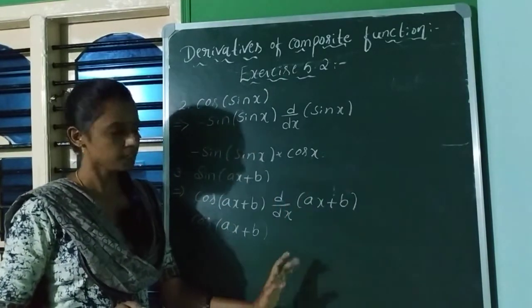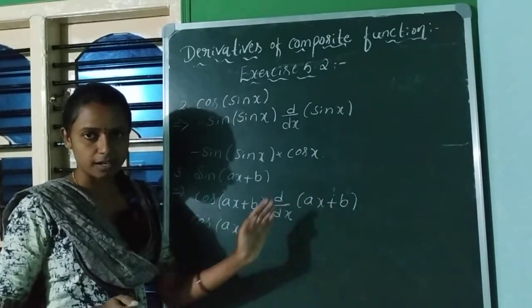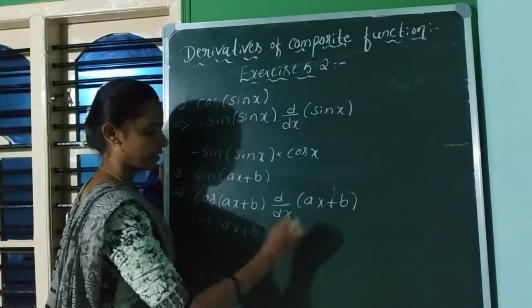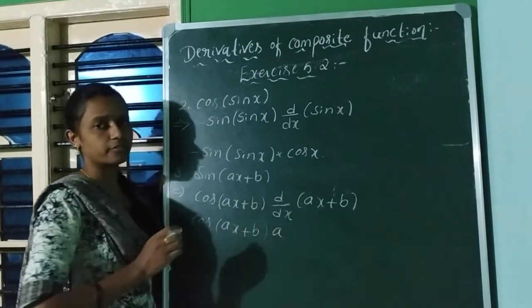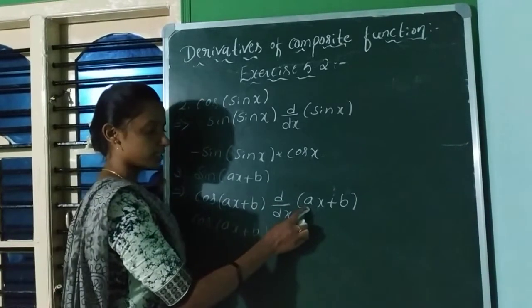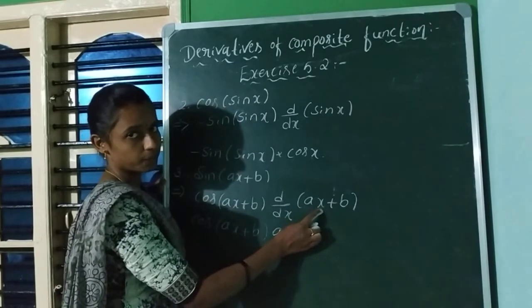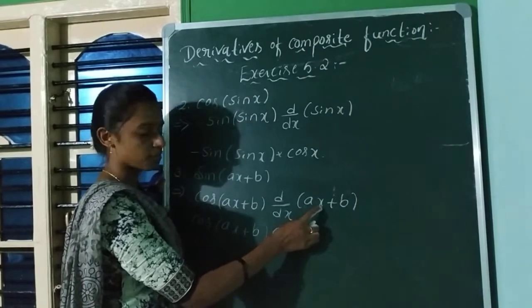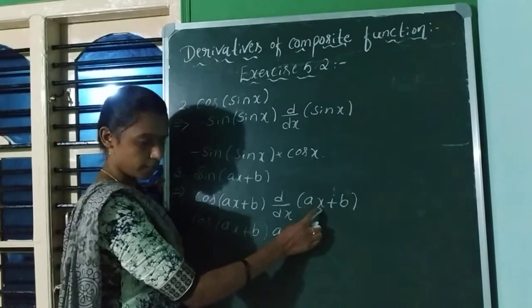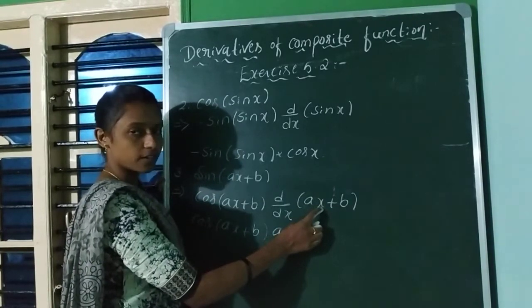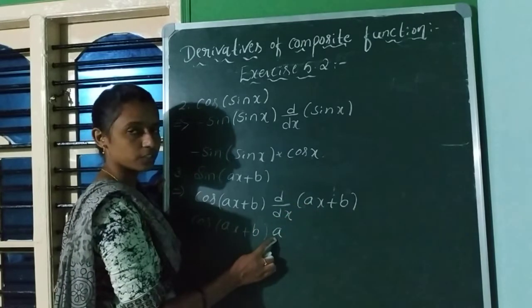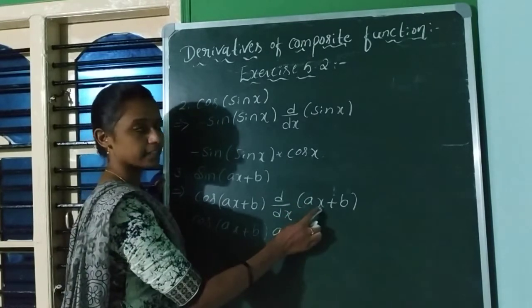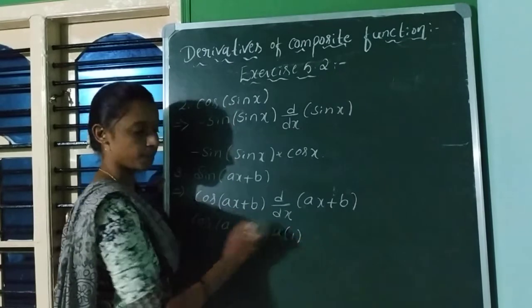So ax derivative is only a. Why, ma'am? This is a constant. Can you write the derivative as 0? No. The constant is along with the variable x. We are differentiating this variable with respect to x only. Variable is there, hence you can't write this constant as 0. So therefore the constant you need to write as it is, and the derivative of x is 1.